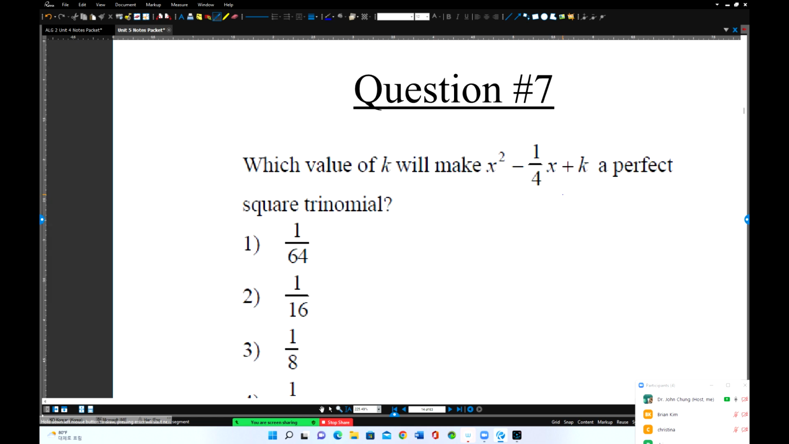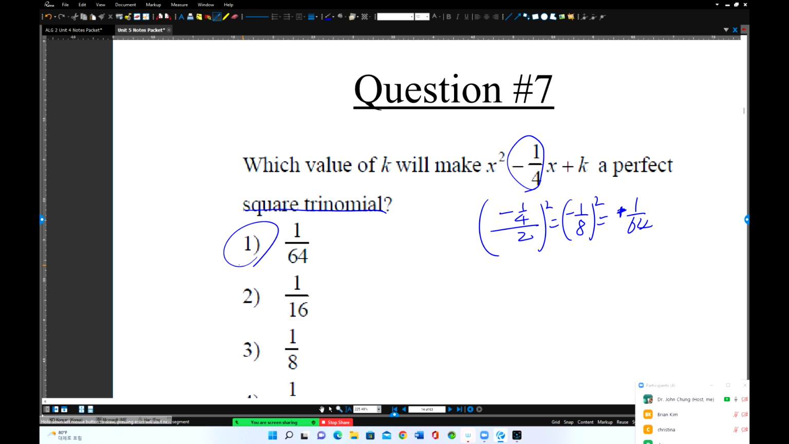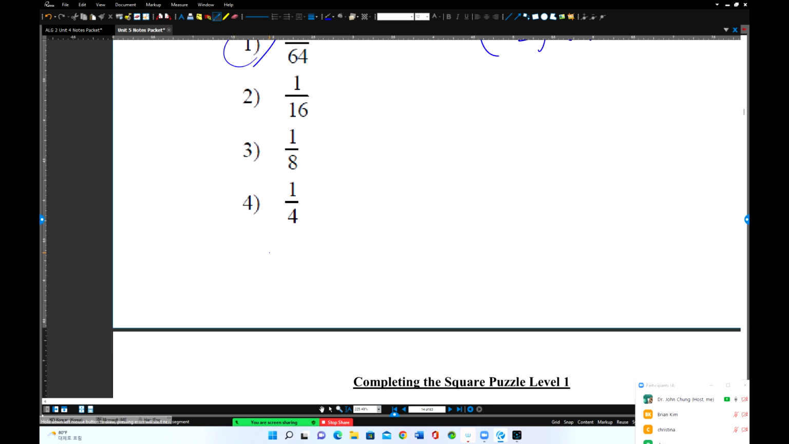This is okay, you can do that, right? Perfect square trinomial. How can you get back to a perfect trinomial? Middle number divided by 2 and square, okay? Negative 1 over 8 and square equals what? Negative 1 over 64? No, positive 1 over 64, okay? That is the value of k to make a perfect square trinomial.